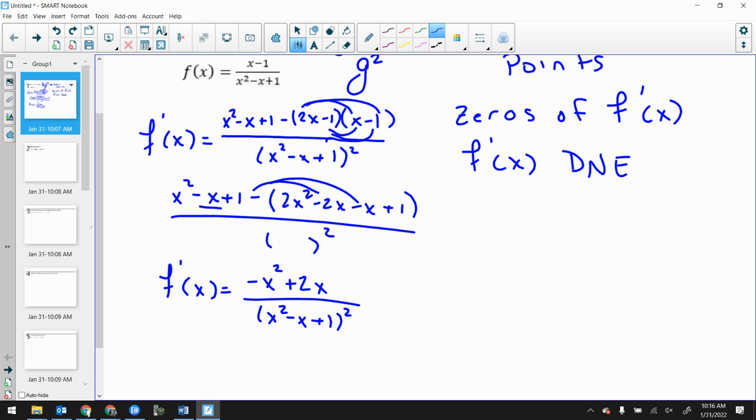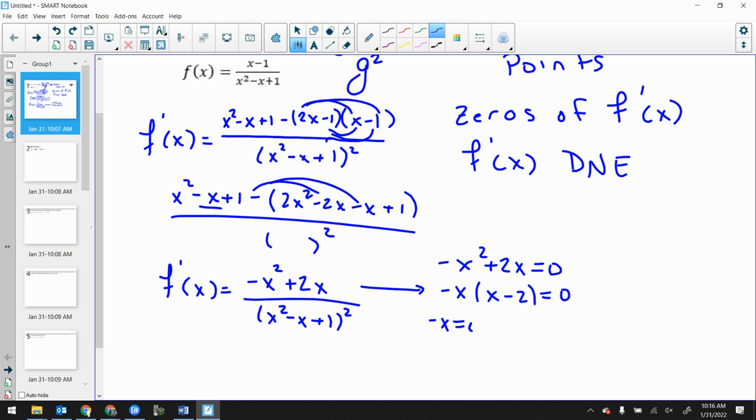So that's the derivative. All of that work was just to find the derivative. And now at this point, I want to find the zeros of the derivative, because that's the first set of critical points. Now the zeros of the derivative is where the numerator equals 0, right? Think about a rational function. Where does it hit the x-axis? Where the numerator equals 0. So negative x squared plus 2x is 0. I factor out the negative x, leaving an x minus 2.